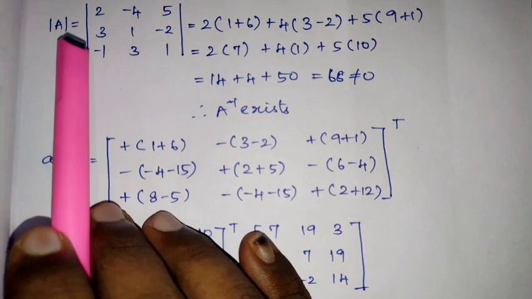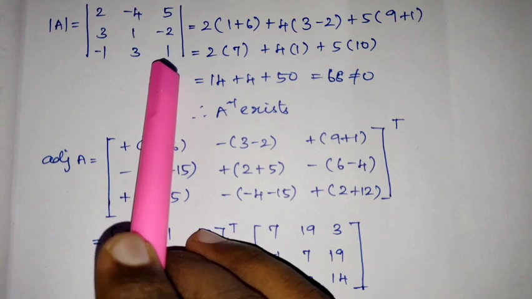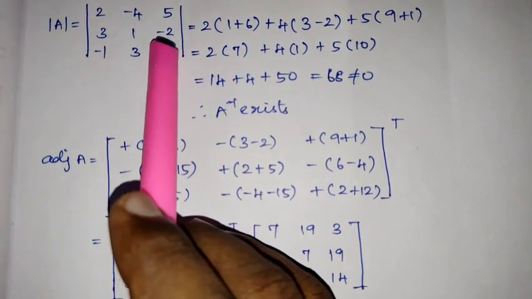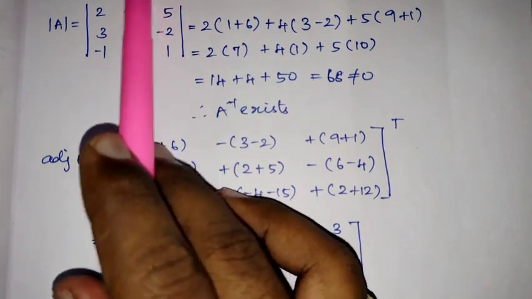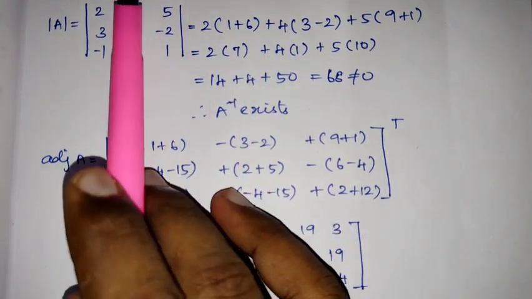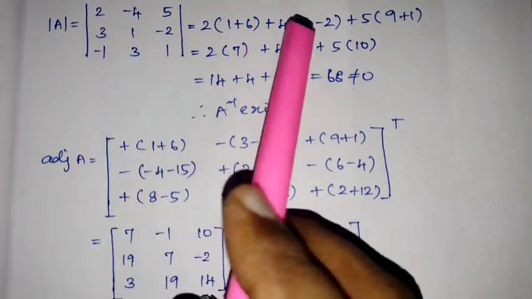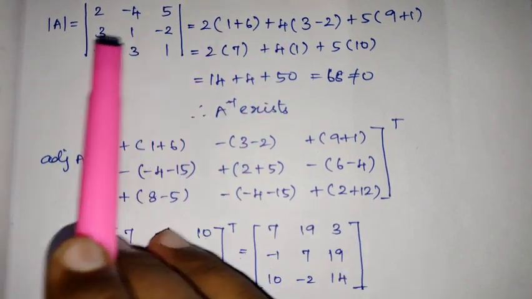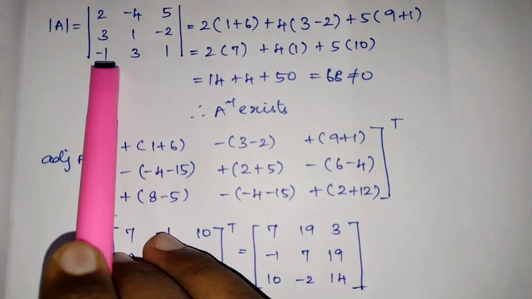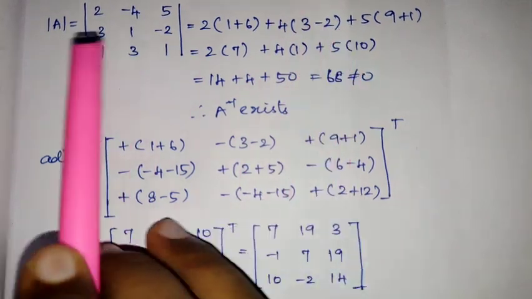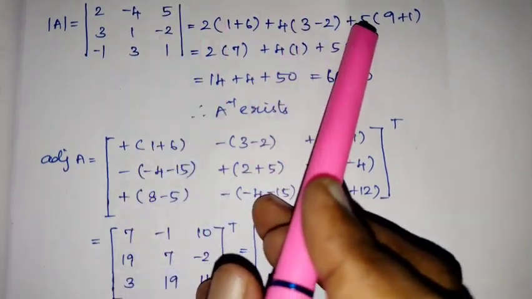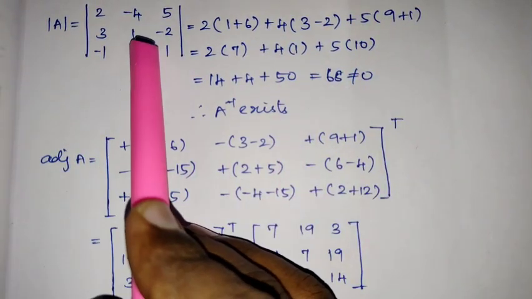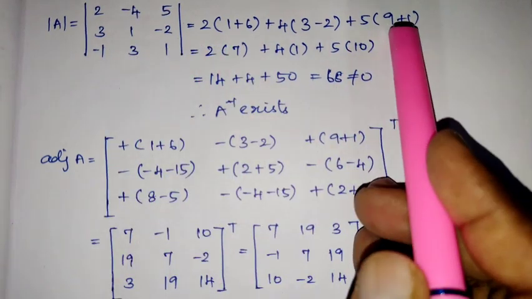Now determinant A, so change the matrix into determinant, and you know how to expand it. So 2 into, leave the row and column, 1 into 1 is 1, minus 3 into minus 2 is minus 6, so plus 6. Change the sign of this element, so it is plus 4. Leave this row and column, 3 into 1 is 3, minus 5 into minus 2 is minus 10, so which is 3 minus 2. Then 5, so write 5, leave this row and column, 3 into 3 is 9, minus 1 into 1 is minus 1, so it is plus 1.